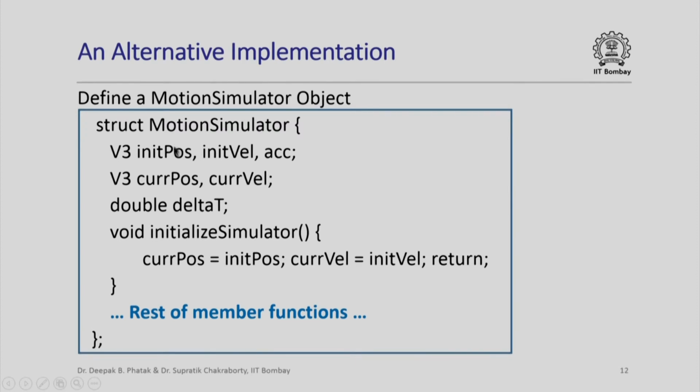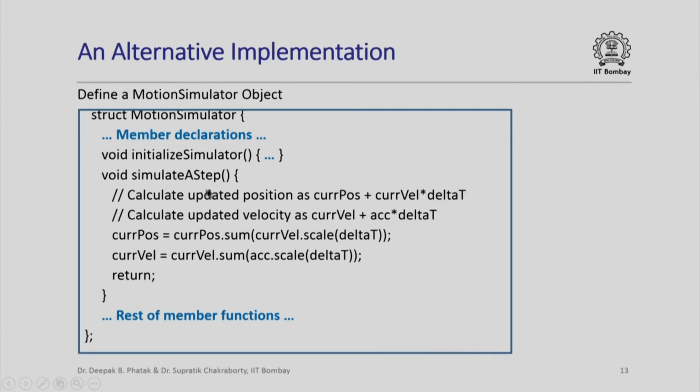and then we have this member function called initialize simulator. What it does is it simply copies init pos and init vel to current pos and current vel and returns. And then we have the most important member function of this structure, which is simulate a step, and here what we are going to do is we are going to actually compute the updated position and updated velocity from the current position and current velocity by using very basic notions of physics, that the updated position must be the vector sum of the current position and the current velocity as a vector scaled by delta t.